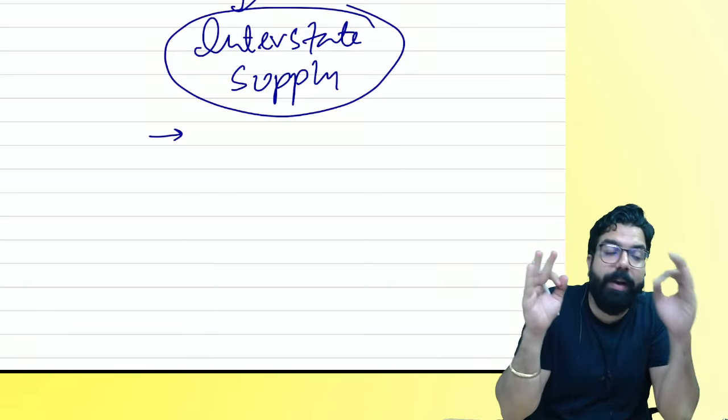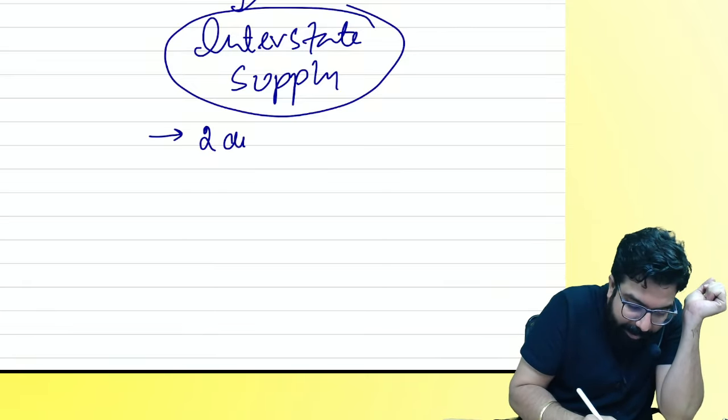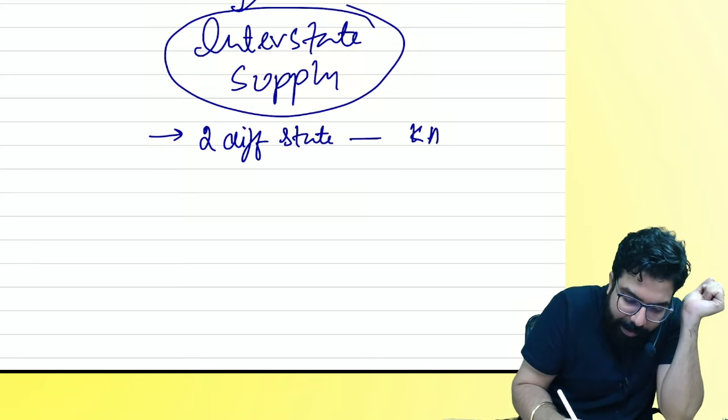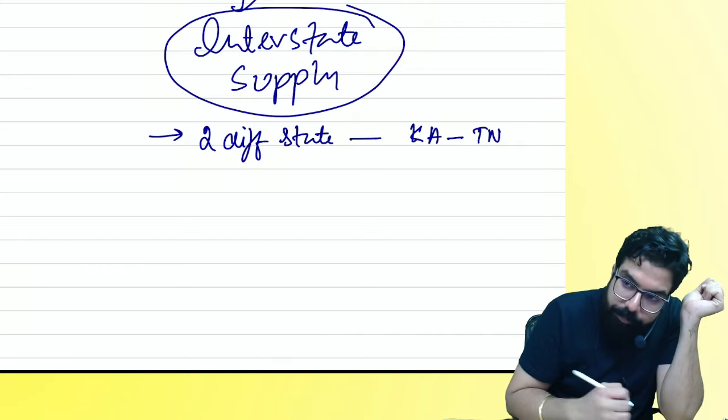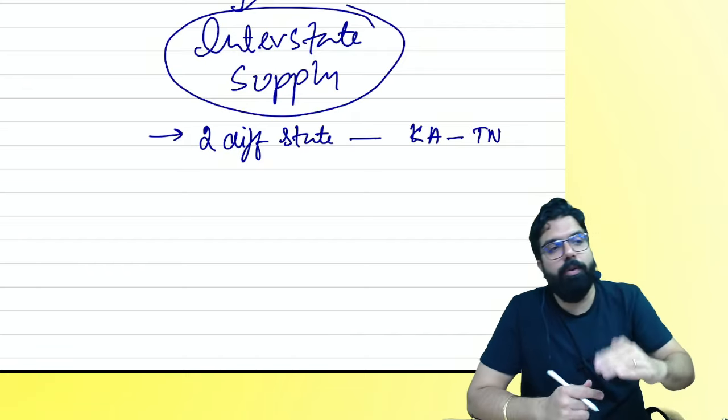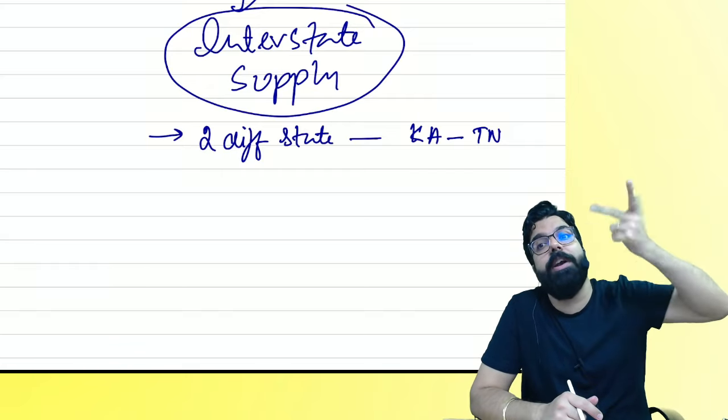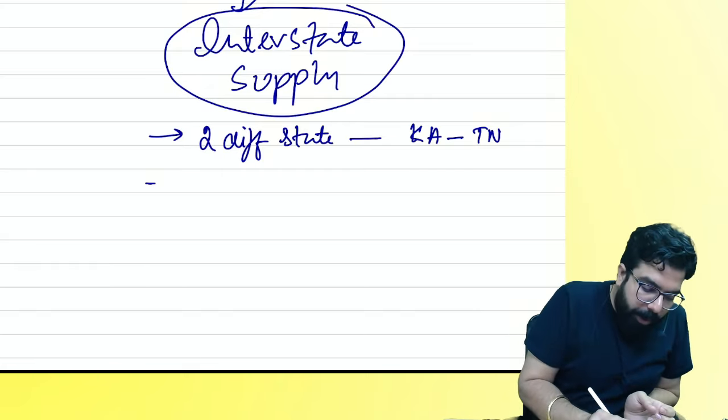Transaction is between two different states. Can you tell me an example? Karnataka, say I sold to Tamil Nadu. If I am selling goods from Karnataka to Tamil Nadu, is it intra or inter? Inter. Two different states.